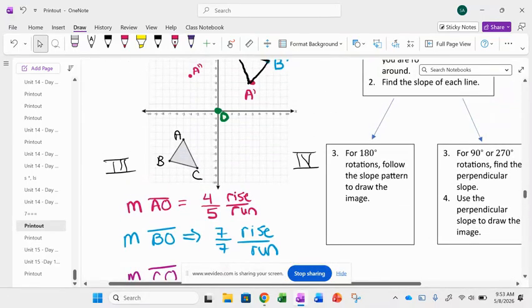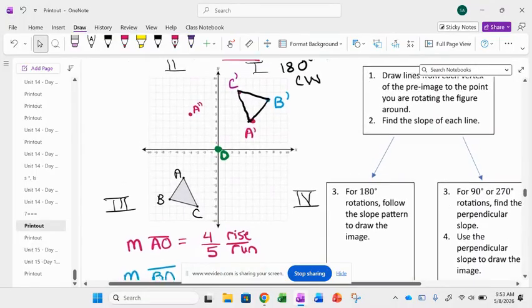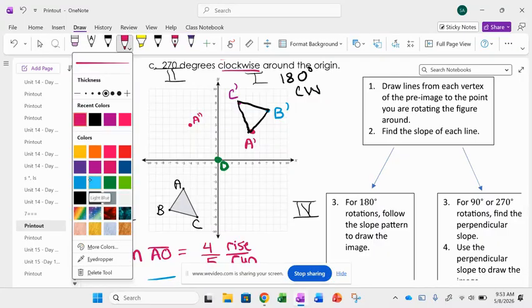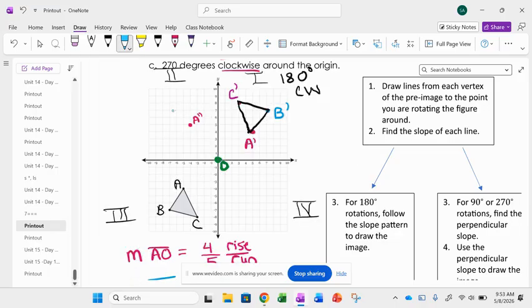So now I go back to my center of rotation. And now I know I have to end up in quadrant 2. In order to end up in quadrant 2, I'm going to go up 7, but not to the right 7. I have to go left 7. And that's my B double prime.